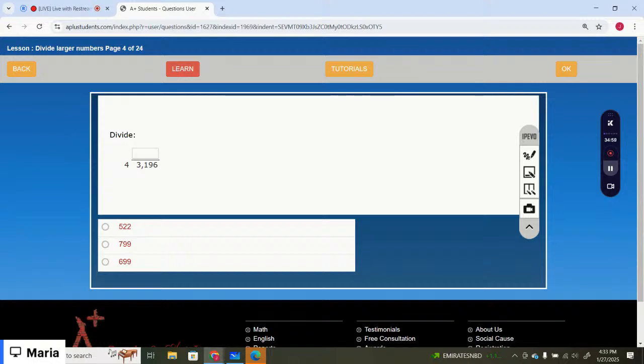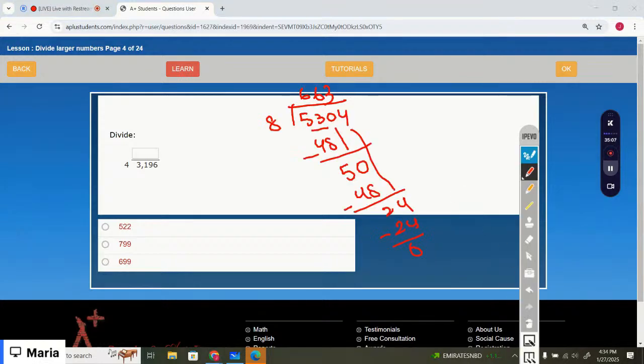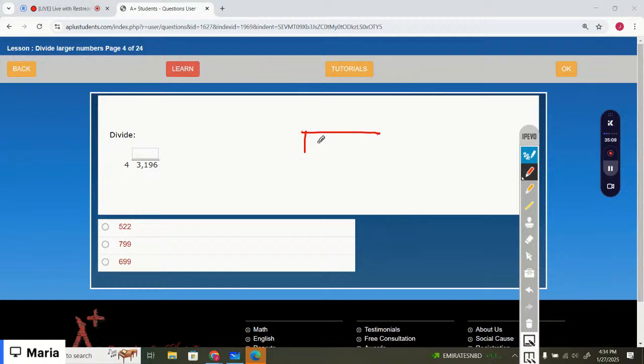Let's just divide using the long division method. That is 3196 divided by 4. You have to count the table of 4. The first digit is 3. You cannot divide 3 by 4 because 3 is smaller than 4, right? So you have to make it 31.